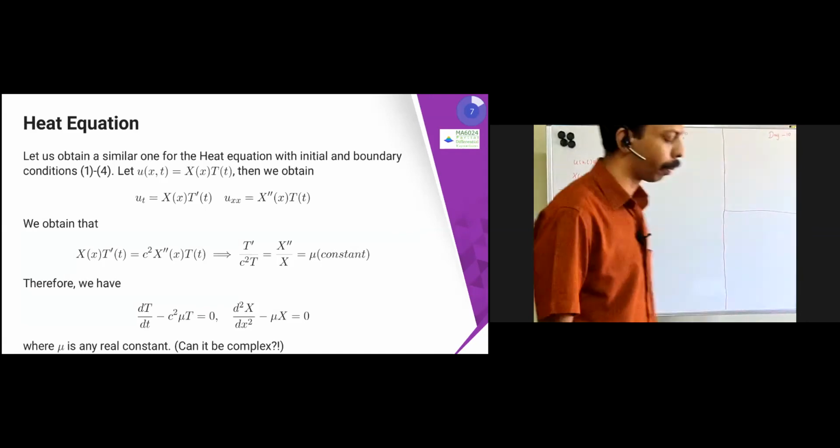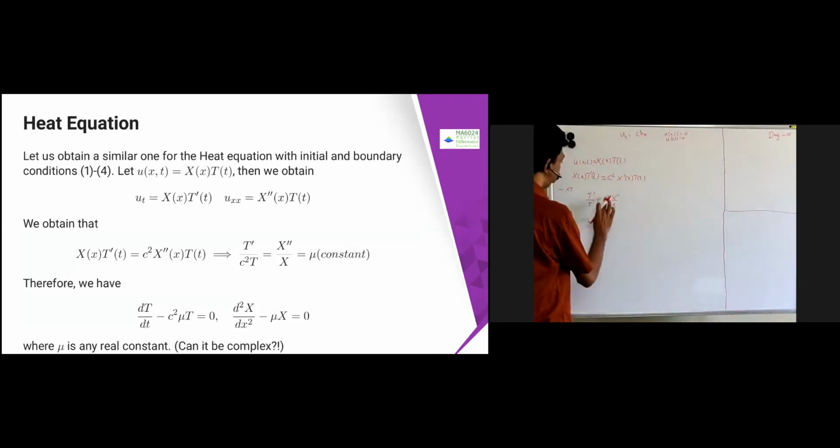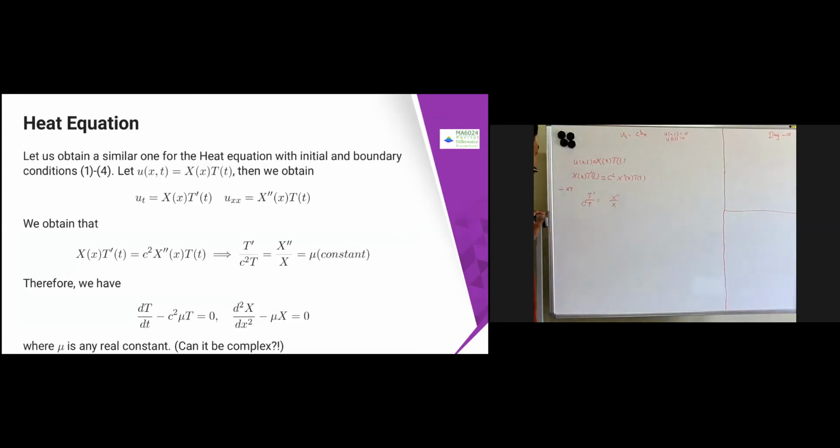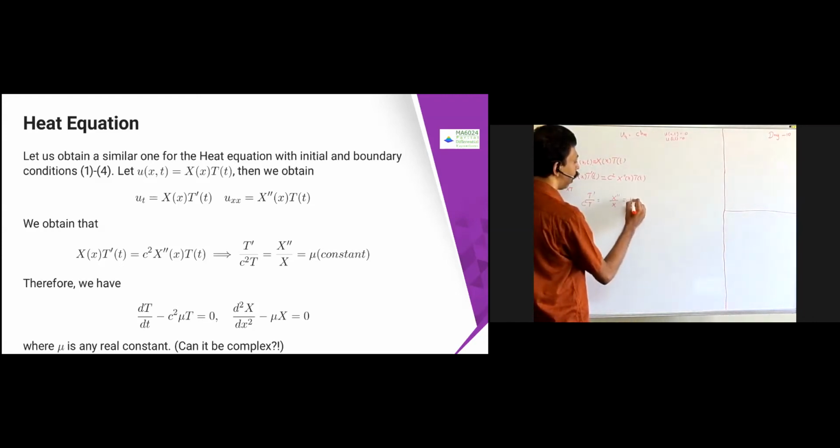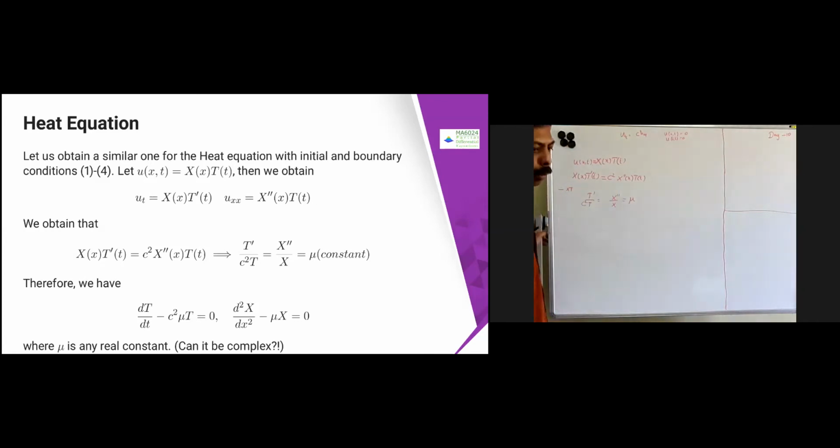So I'm going to write this c square over here. We assume that c is not equal to 0 also. If c is equal to 0, then you don't need to go for the second order PDE. So T double dash by c square T equals X double dash by X. I'm just abusing notation: the dash on T denotes derivative with respect to t, and the dash on X denotes derivative with respect to x. This is equal to something, let's say mu.